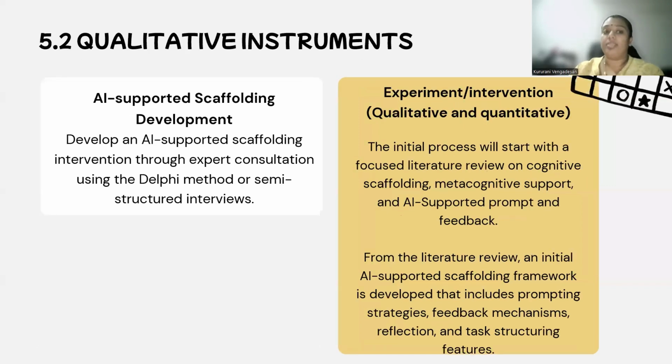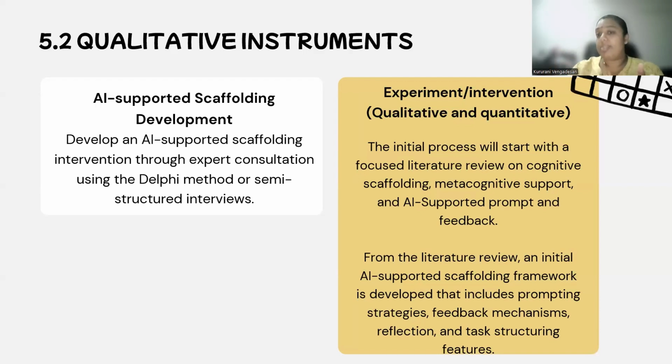Then for qualitative instruments, we will use two. One is the AI-supported scaffolding development. We will develop scaffolding interventions through expert consultation using the Delphi method or semi-structured interviews. We will create a draft strategy first and then give it to the experts, ask for their feedback, and interview them on what we can improve. We will then come out with strategies that we can implement in the experimental group.